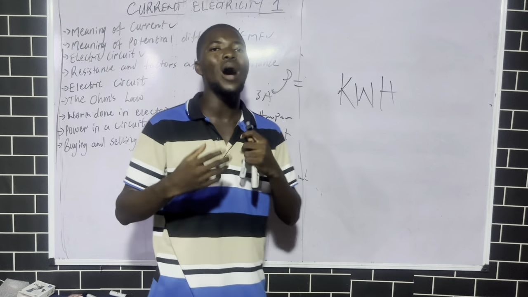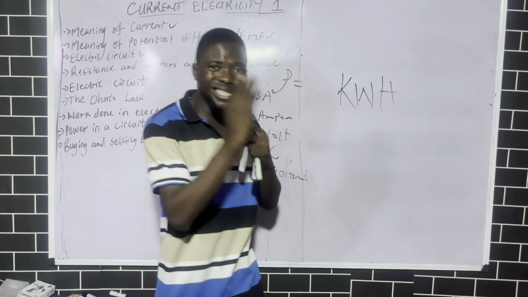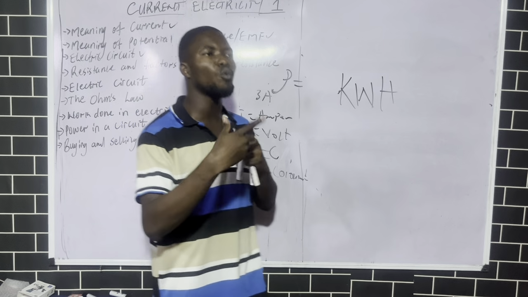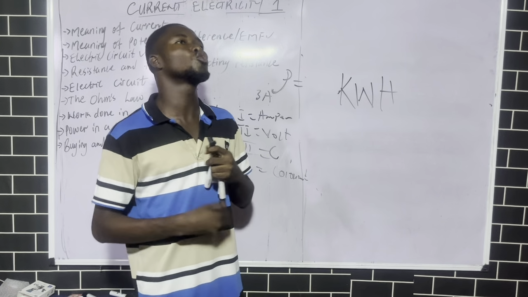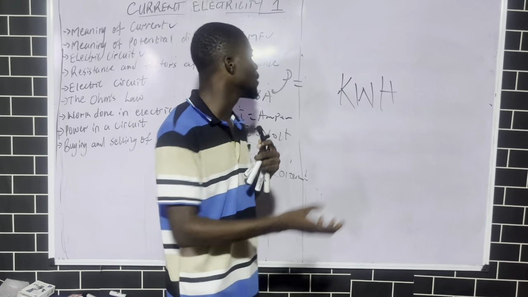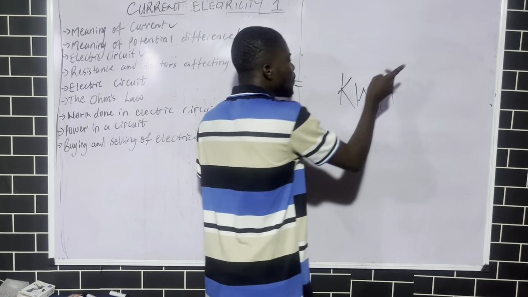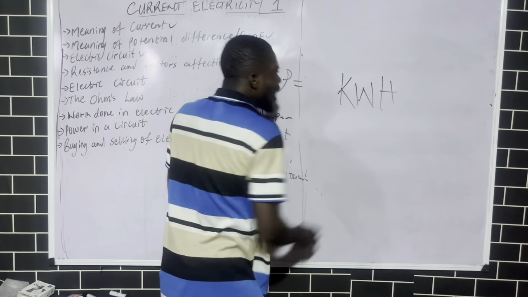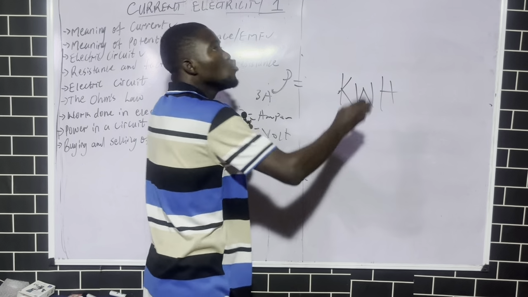Kilo is just like when you have 1,000 watts. So 1,000 watts equals 1 kilowatt. So when you have watt and the question wants you to change to kilowatt, just divide it by 1,000. So kilowatt means 1,000 watts per hour. So this kilowatt hour is the energy you are using.